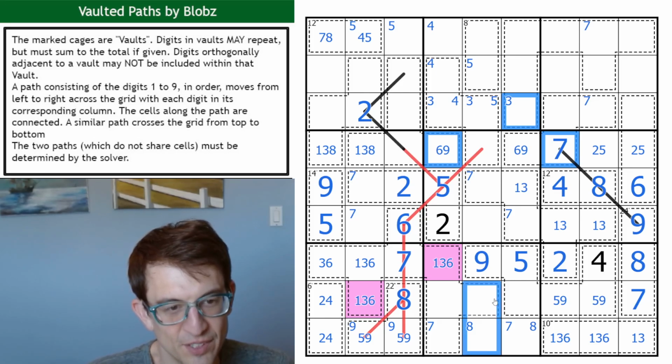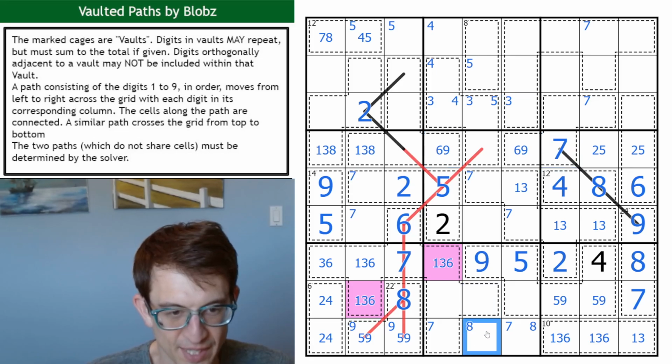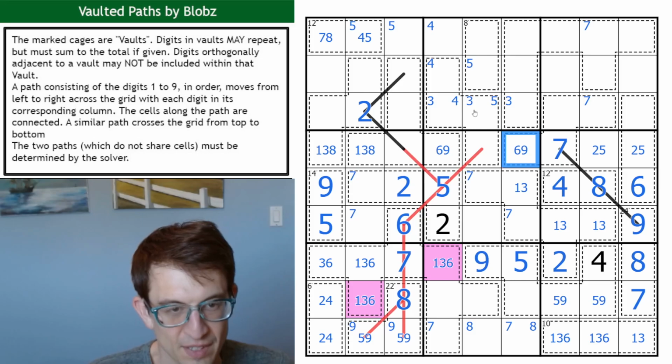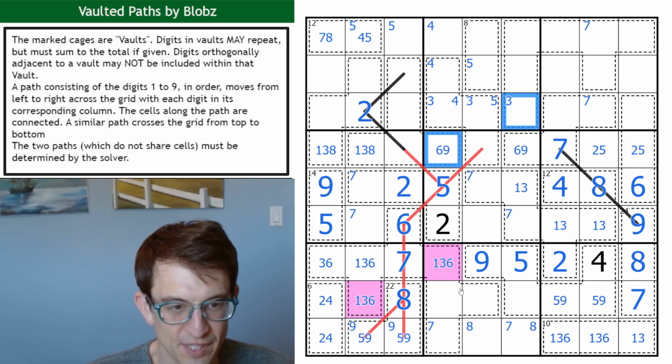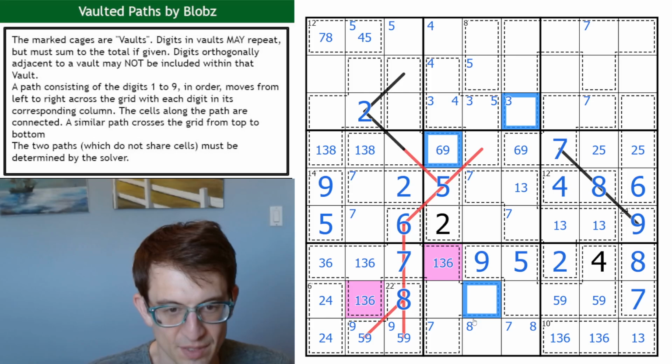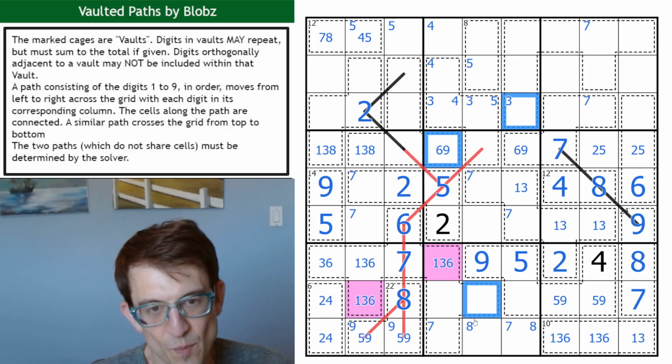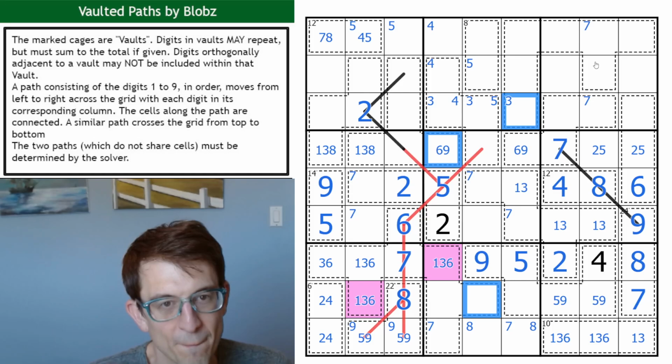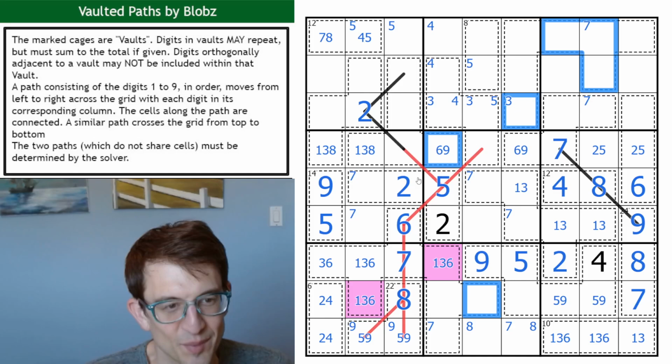Get a 6 in here. No, 6 can't. 6 will have to go there because it can't go adjacent to this cage, which definitely has a 6 in it. What do I do? If this is 6, we get that. It can't be here, but we're quickly running out of places to put 6.